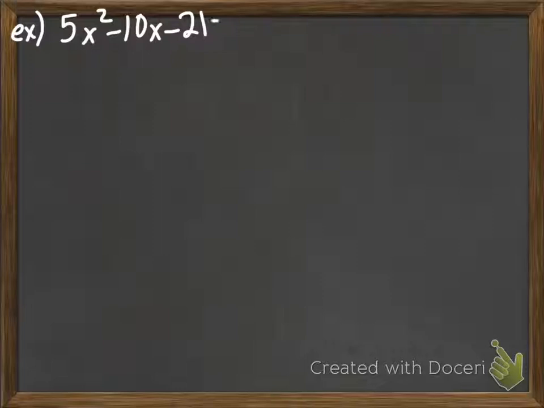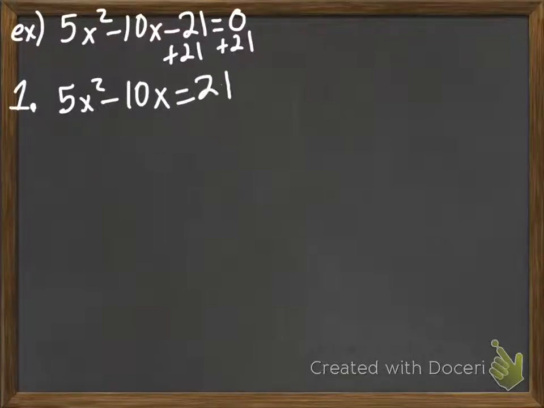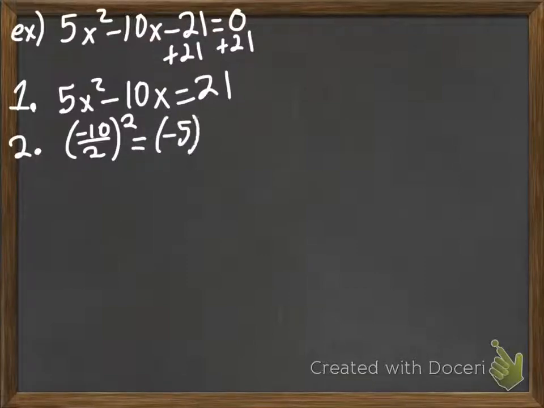So we have 5x squared minus 10x minus 21 equals 0. Then we get 5x squared, and this is step 1, 5x squared minus 10x equals 21. For step 2, we're going to do our b, which is negative 10 divided by 2 squared. And if you can, you always want to simplify in the parentheses first. So we get a negative 5 squared, which winds up being 25.